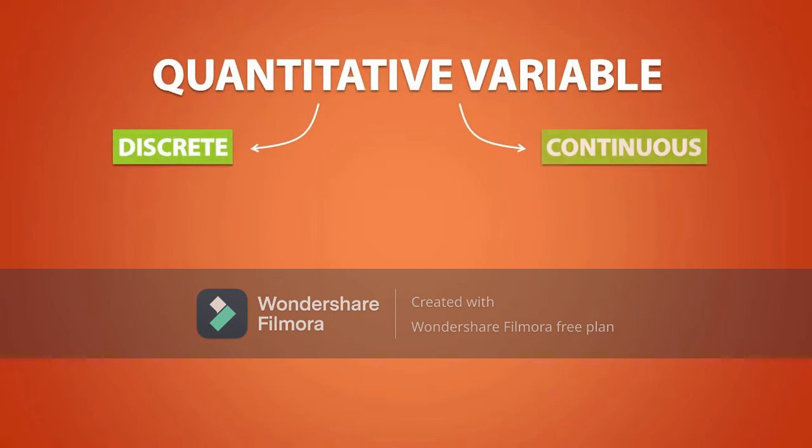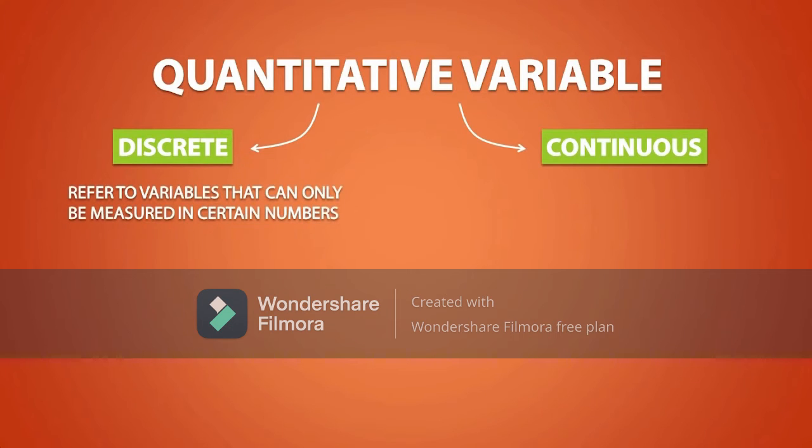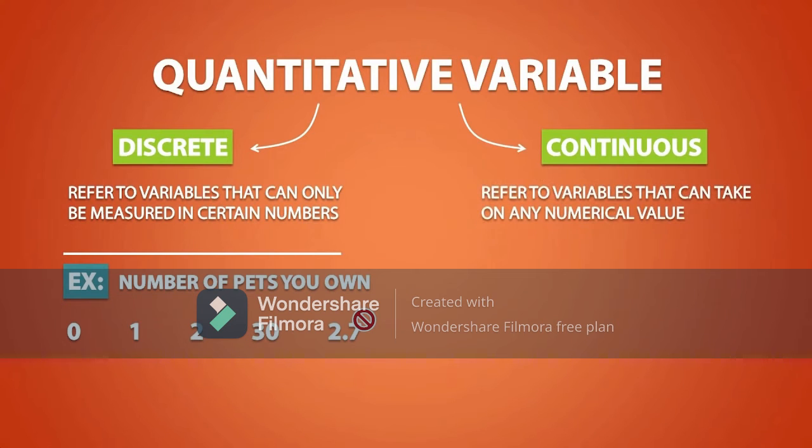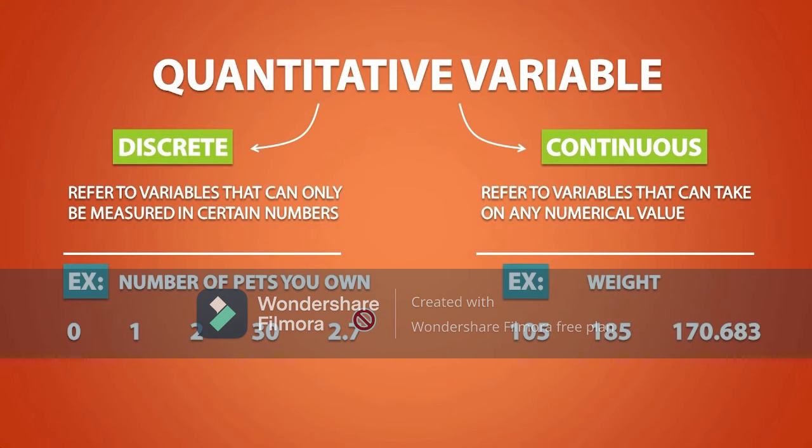There is discrete and continuous. Discrete variables refer to variables that can only be measured in certain numbers. An example of this is the number of pets you own. You can own 0 pets, 1 pet, 2 pets, or even 30 pets, but it's impossible for us to own 2.7 pets. In contrast, continuous variables refer to variables that can take on any numerical value. An example of this would be weight. Someone can weigh 105 pounds, 185 pounds, or even 170.683 pounds. We can measure this variable in as many decimal places as we want, which is why it is classified as a continuous variable.